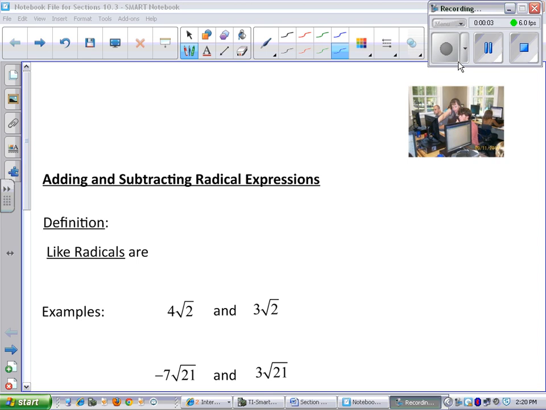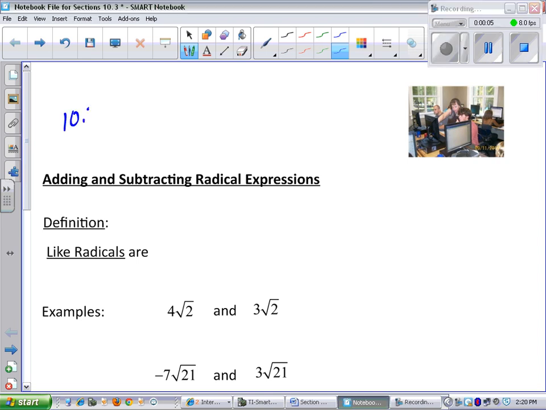Today I'm going to work with you on section 10.3, adding and subtracting radical expressions. First of all, let's get the definition of like radicals.